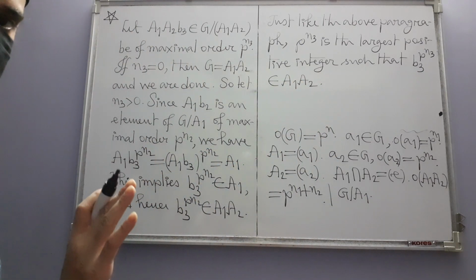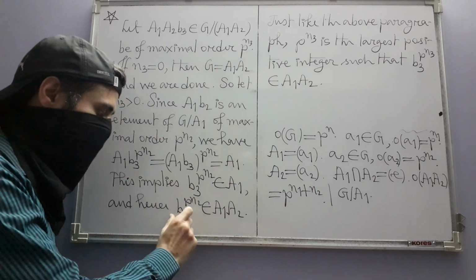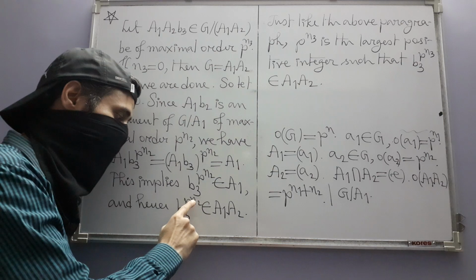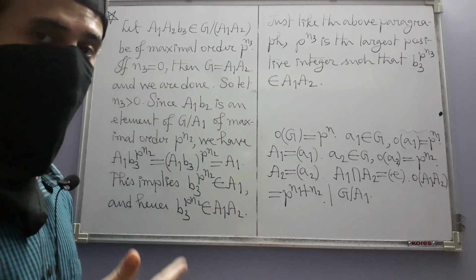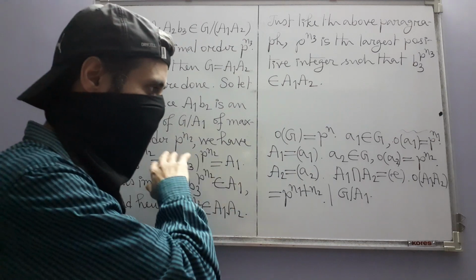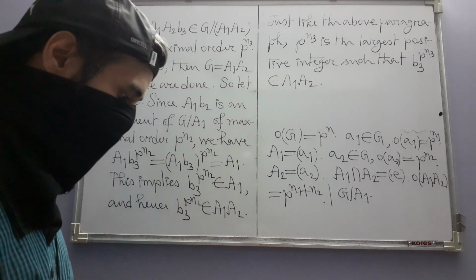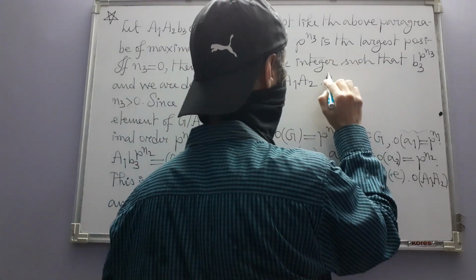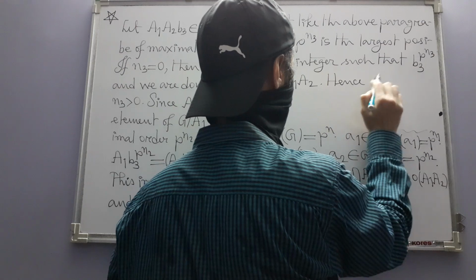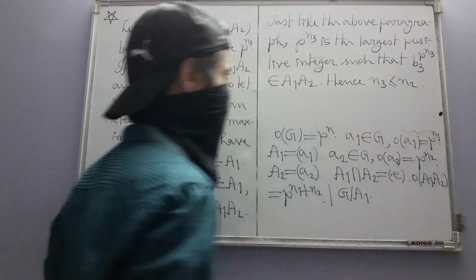I haven't made any mistake here, okay. Here this statement is about B3 to the power P to the power N2. However, this one is about P to the power N3. If you go to the previous step, you will see the similarity. And this is why, hence, N3 is at most N2.